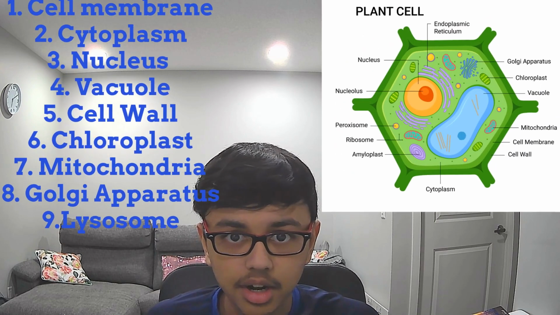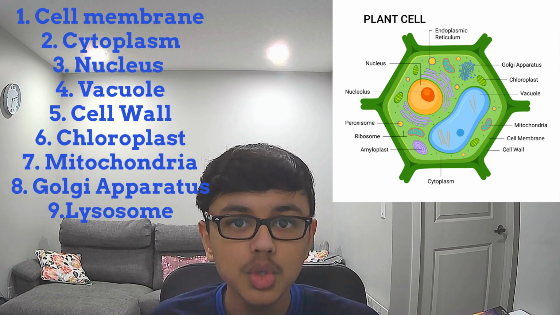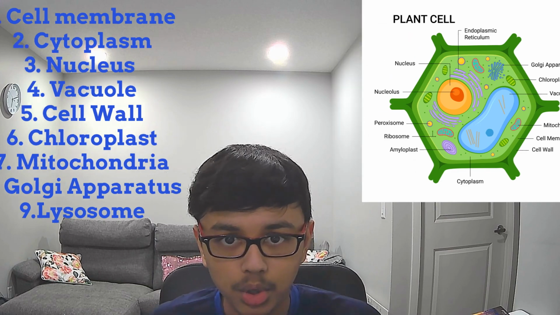So there are many different parts of a plant cell, but I'm only going to be covering 9 in this video. And those 9 organelles will be highlighted under the screen. Before we get into the functions of each of the organelles, we're going to first watch a quick clip of how all the cell organelles look like.